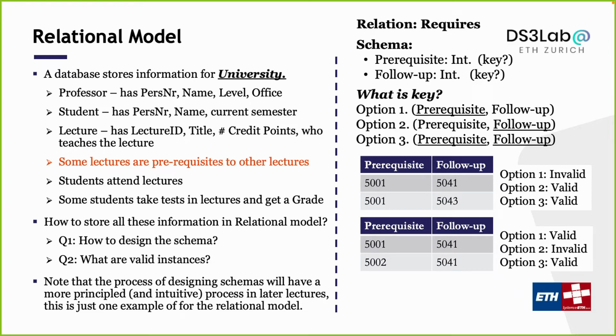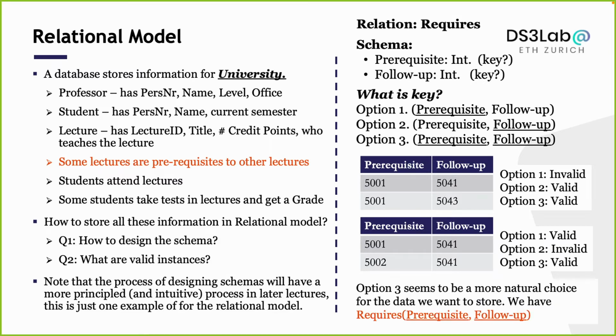If you look at the first option, it's actually valid, because if I set the key constraint as prerequisite, it's fine. These 2 tuples have different values of the prerequisite. But the second option is not valid anymore. If I have this instance, it's not valid if your primary key is the follow-up course, because I have 2 tuples in this instance sharing the same value of the follow-up attribute. And for option number 3, it's valid.